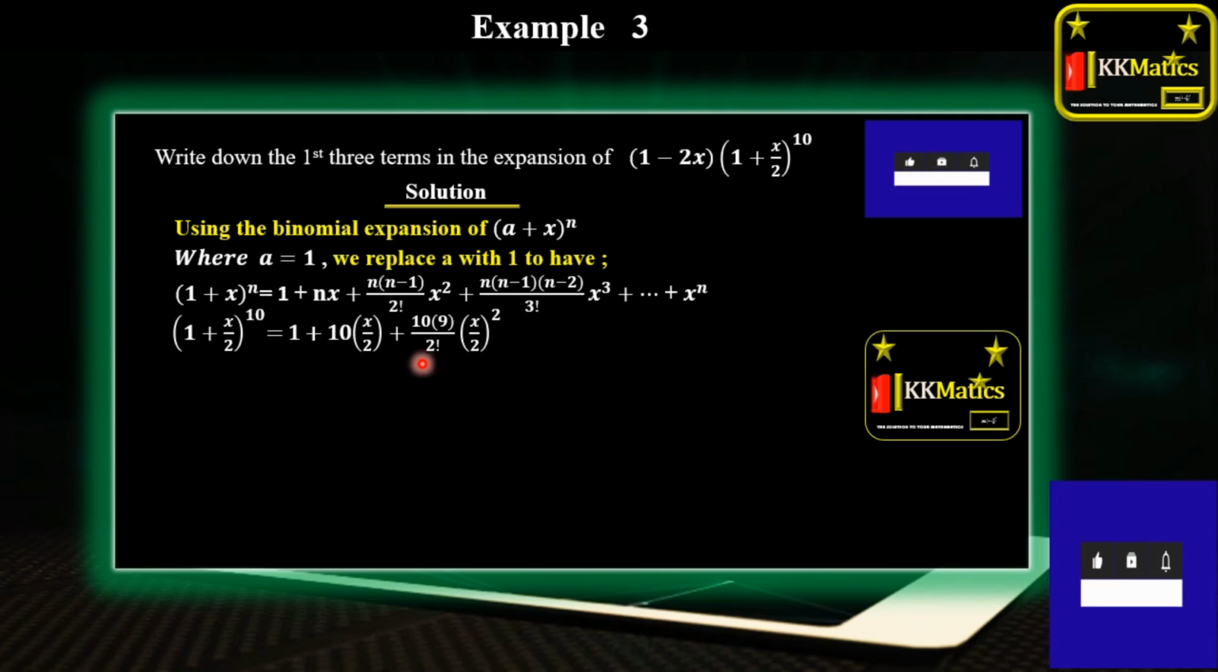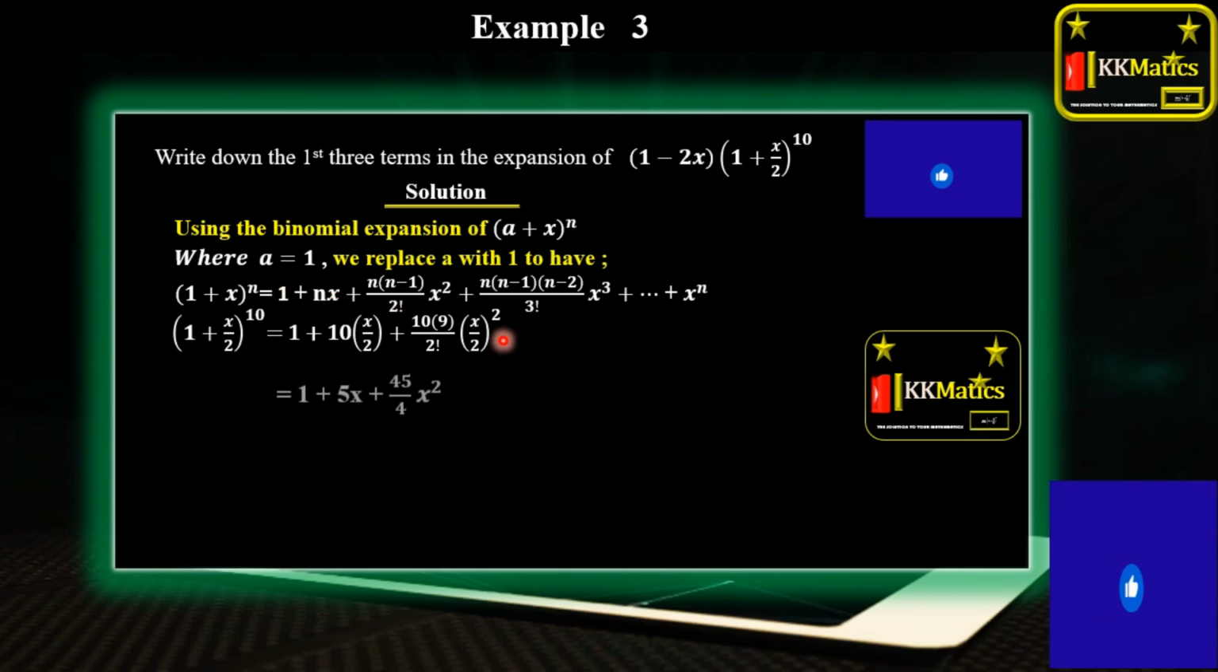So by so doing, we just have to substitute. Wherever we have our n, obviously in the question here, we have our n to be 10. So we replace our n with 10. And our x value here is x divided by 2. And so that will be done there, and done the same to this one too. So we just have to substitute the various values that we have.